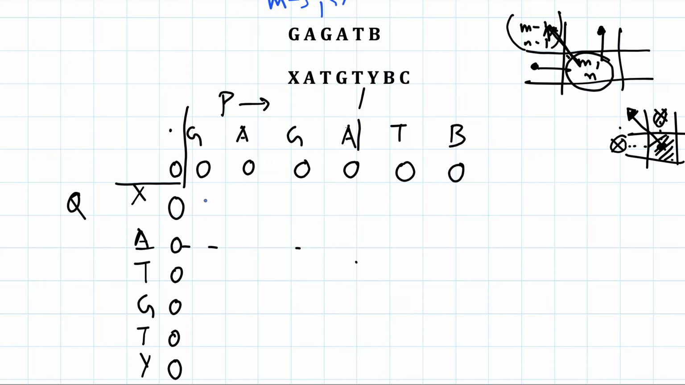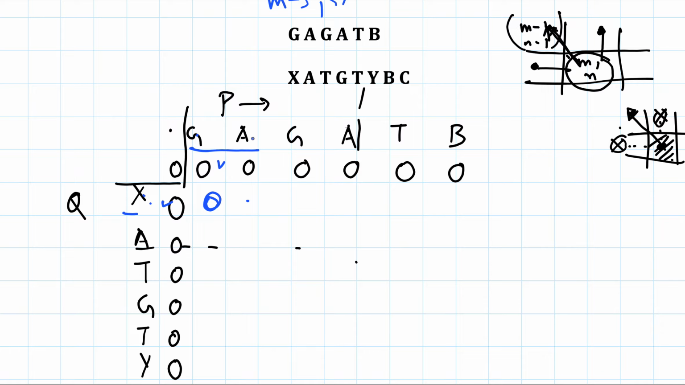Now let's solve for this cell. This cell means we are interested in this part. So X and G are not equal, so we will take the maximum of these. These are both 0, so the maximum of these is 0. Now we come here. It means we take G, A and X.